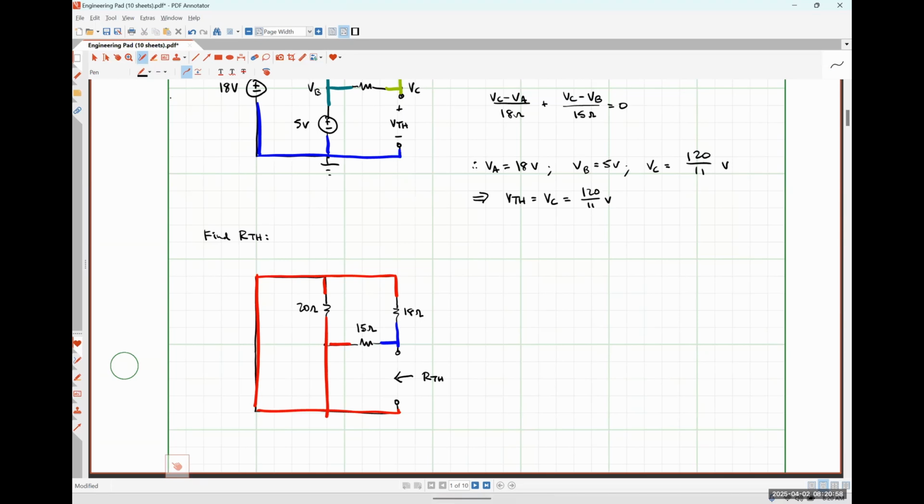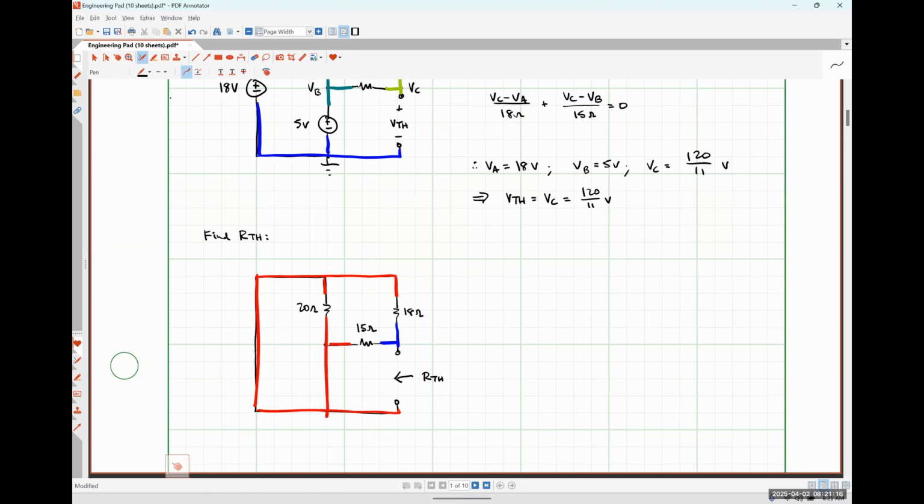So the 18 and the 15 are in parallel. Absolutely right. The 20 ohm resistor is obviously shorted out since it's touching the same node on both sides, so it's not going to contribute anything. The 15 is between the red and the blue. The 18 is between the red and the blue, so it's just 15 in parallel with 18.